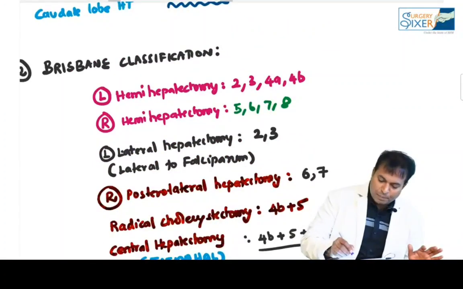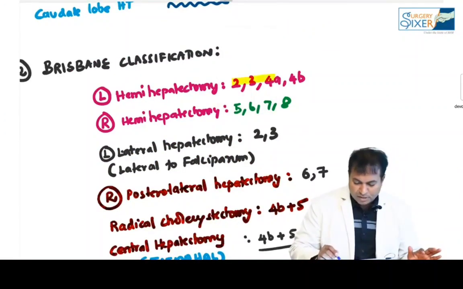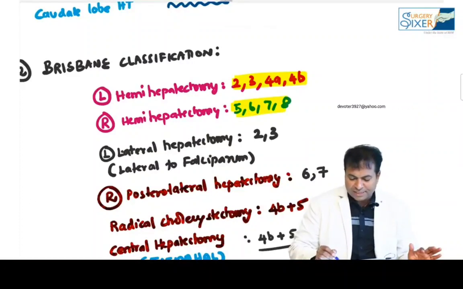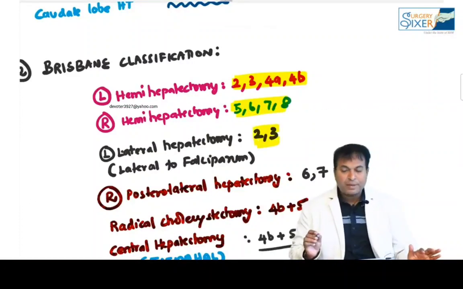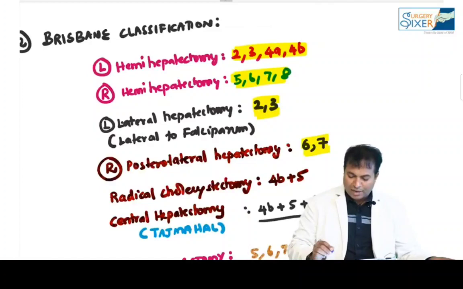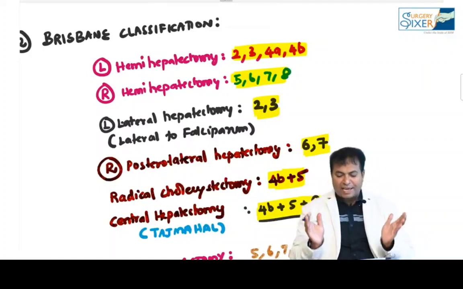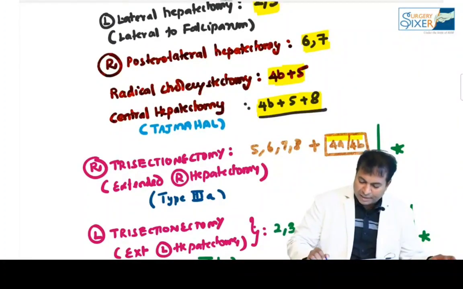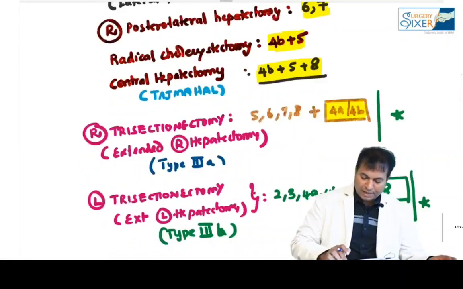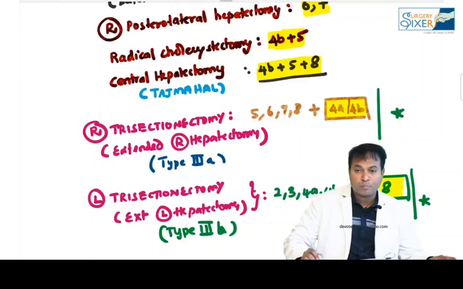You should never forget the Brisbane classification of hepatectomies. So left hepatectomy is 2, 3, 4A, 4B. Right hepatectomy is 5, 6, 7, 8. Left lateral hepatectomy is 2 and 3. Right posterolateral hepatectomy is 6 and 7. Radical cholecystectomy is 4B plus 5. Central hepatectomy is 4B plus 5 plus 8. It looks like a Taj Mahal, so it is known as Taj Mahal hepatectomy. Right trisectionectomy is adding 4A, 4B to right hepatectomy. Left trisectionectomy is adding 2, 3, 4A, 4B with 5 and 8.